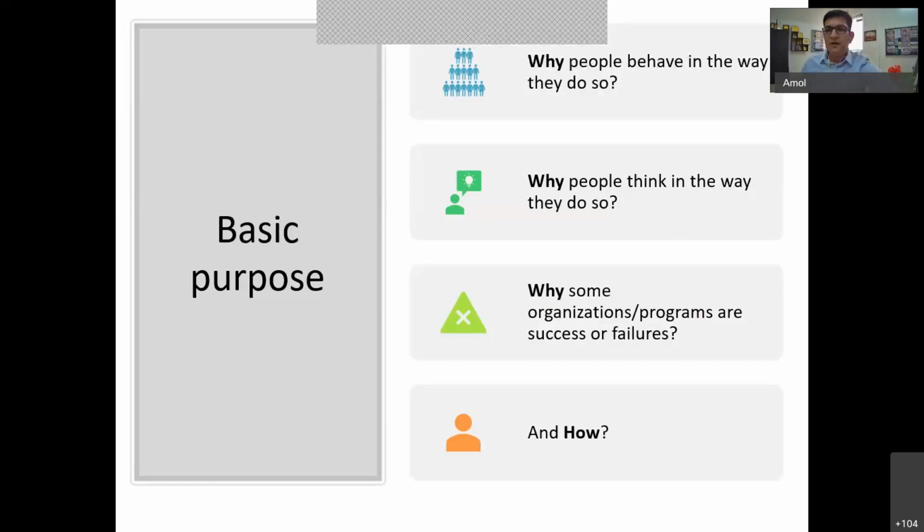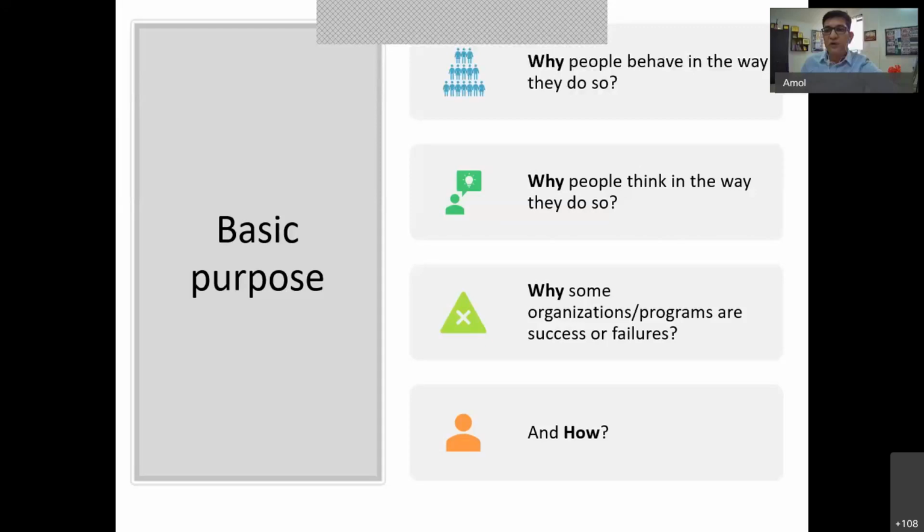Why do people think in the way they do? One is behavior, second is thinking. Behavior you can observe, but thinking we cannot observe. So if we want to know why people think in the way they do, we have to interview them. We have to access their thought process. And the best method would be to do the interview, either one-to-one or group technique. People have perceptions, and we want to know why they have them.